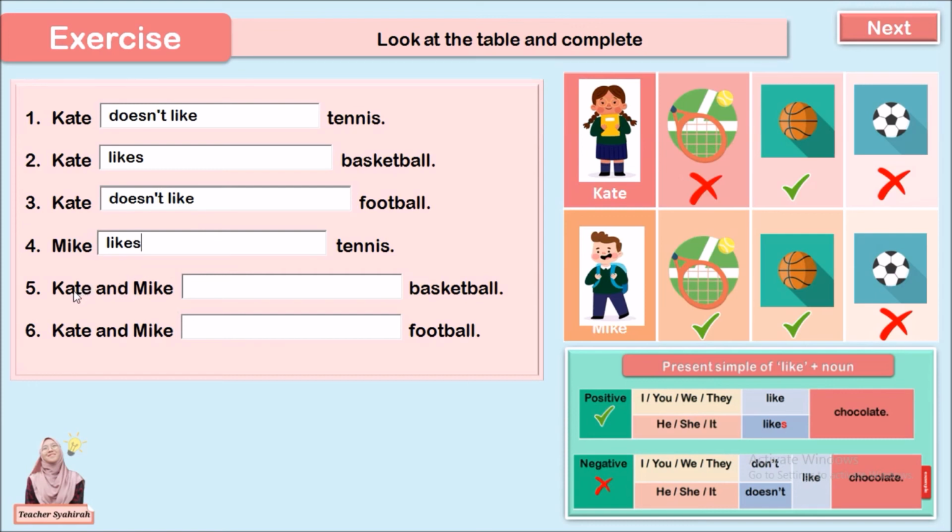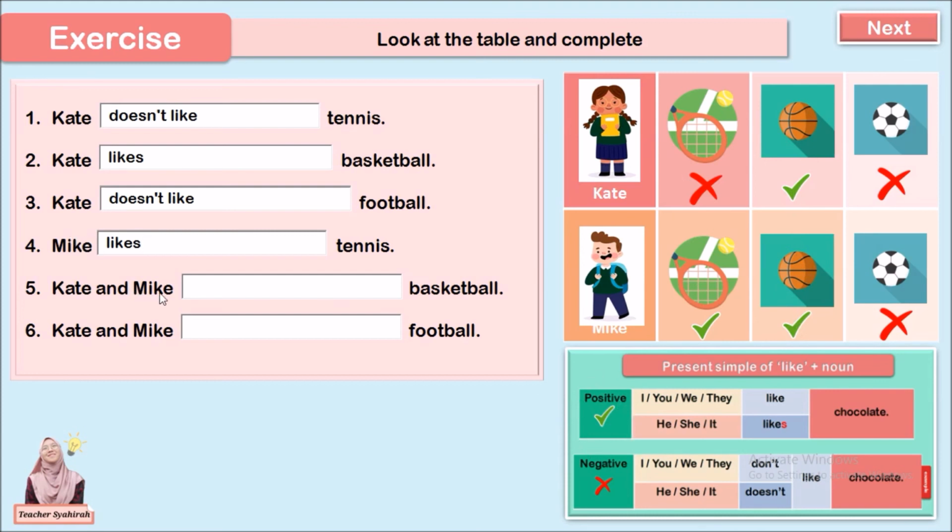Okay, next one. Kate and Mike. Kate and Mike means both of them, dua-dua. Kate and Mike, what? Basketball. Okay, which one is basketball? Here. These two is basketball. Okay. Do they like basketball? Do Kate and Mike like basketball? Yes, they do. So, if positive, we look at the positive table right here.